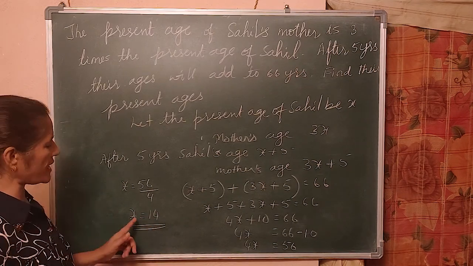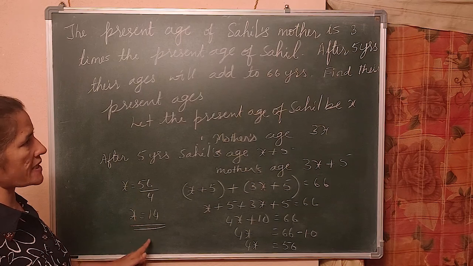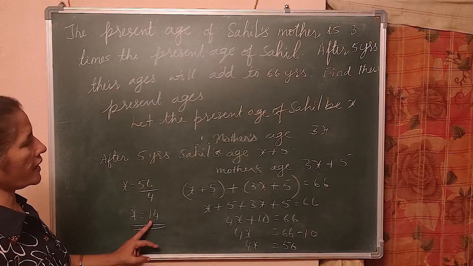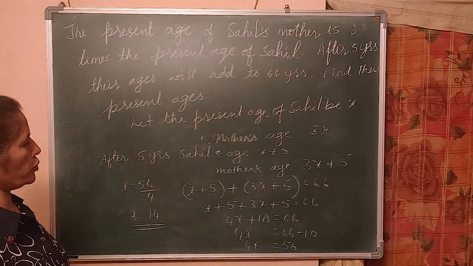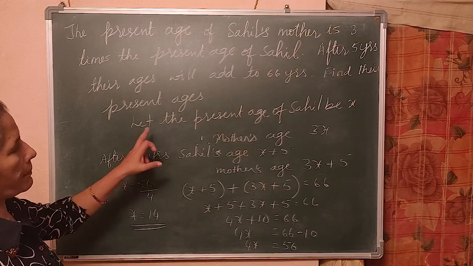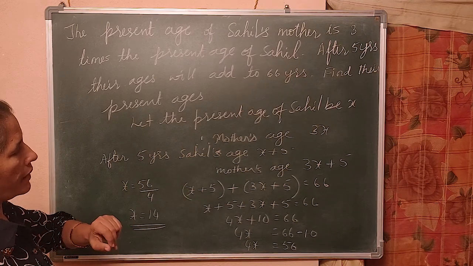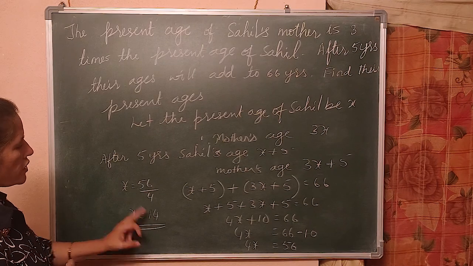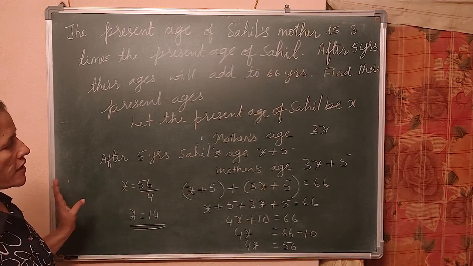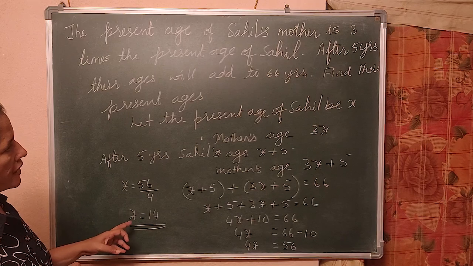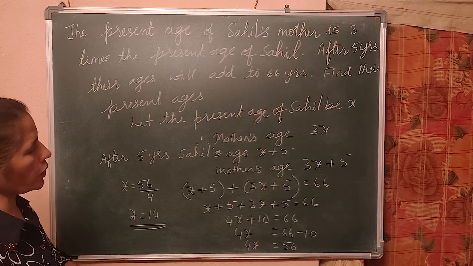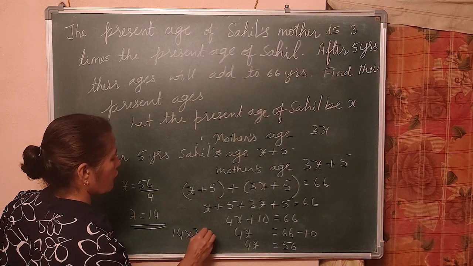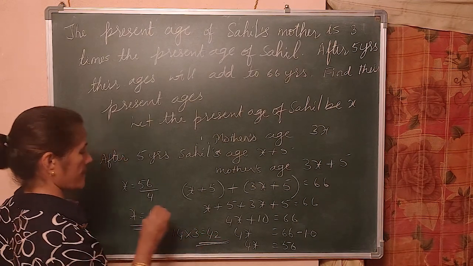What is this 14? That is the present age of Sahil. So mother is how much? 14, 14 3s are 42. So let the present age of Sahil be x, mother's age 3x. So his age is 14 and mother's age is how much? x is equal to 14. So mother's age is 14 into 3. How much? 42. This is the answer.